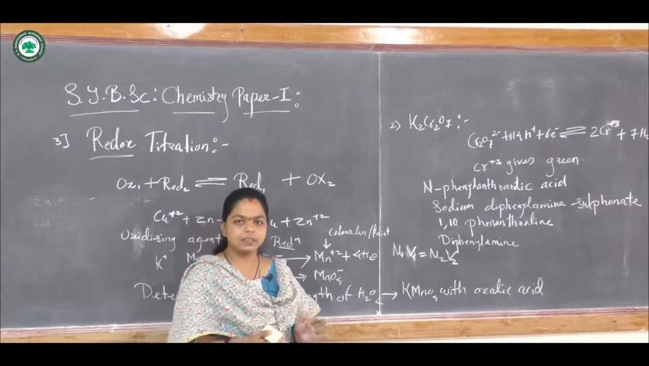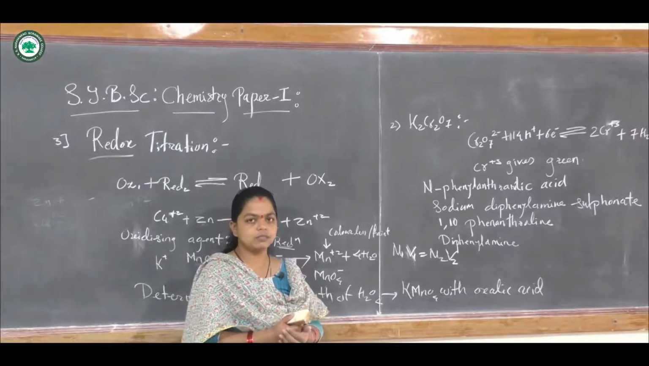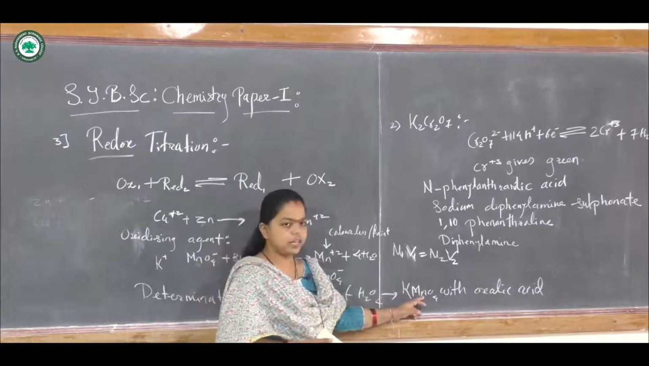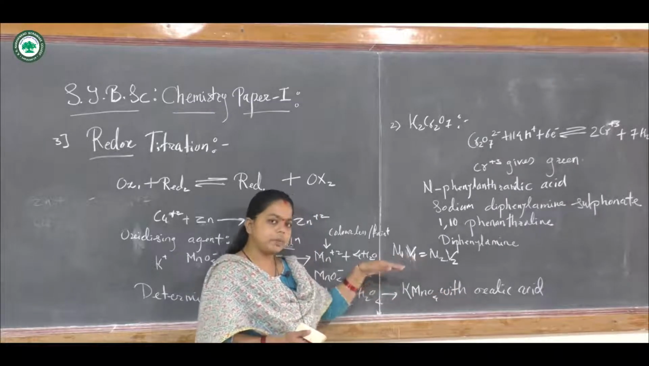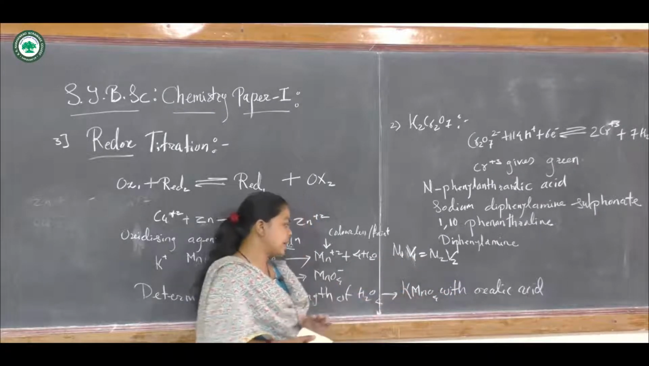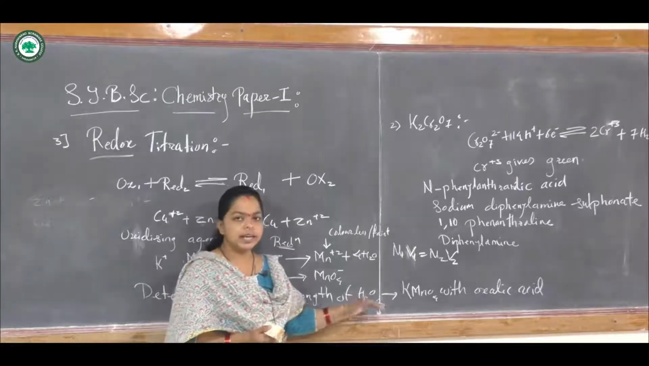So this is part A of the titration. First we will standardize this KMnO4 with the primary standard, and then in the second part we can use this standard KMnO4 with the H2O2.